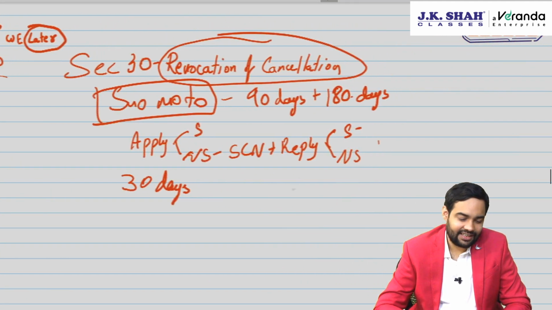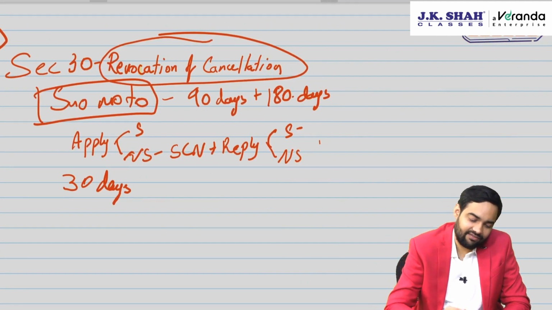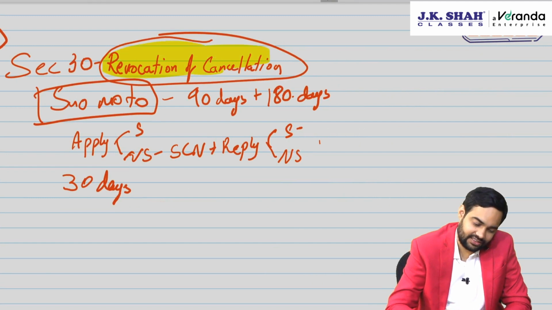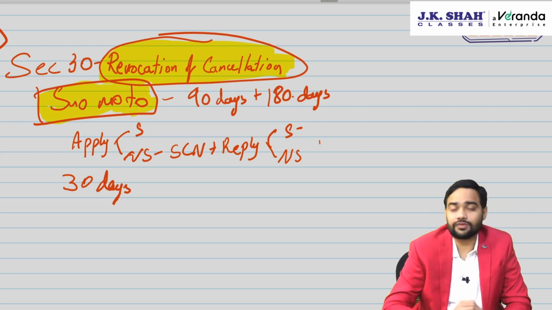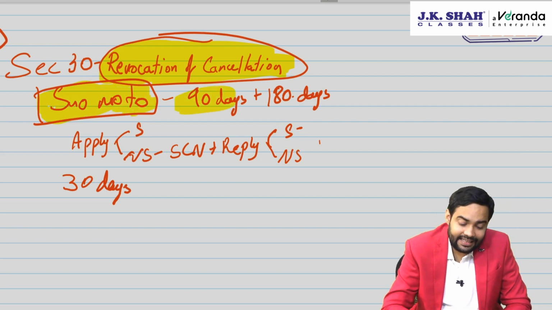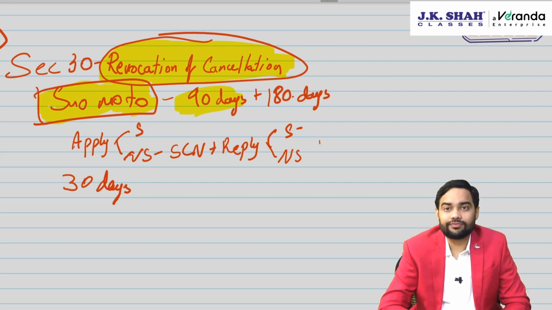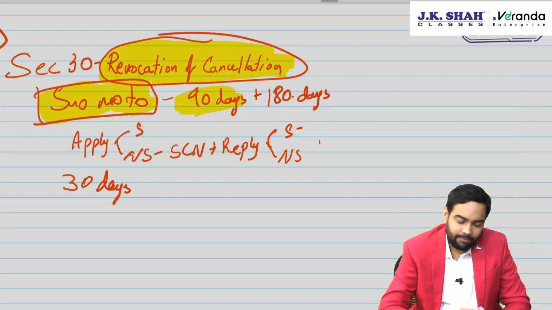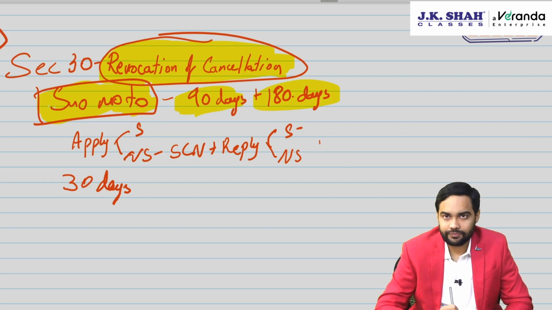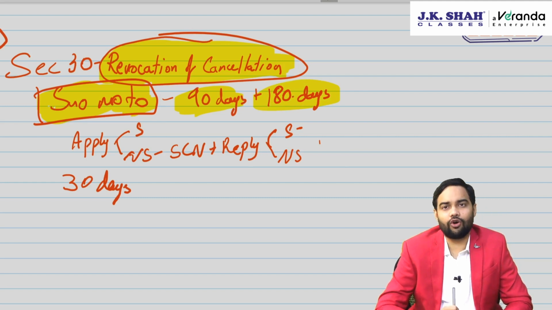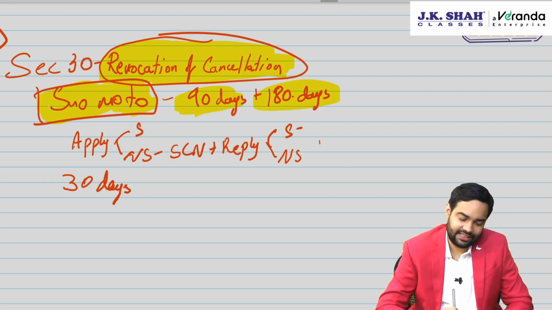Okay, then coming to the last section, section 30, which deals with revocation of cancellation. See, revocation of cancellation can be applied only when suo motu officer has cancelled it. What is the time limit? 90 days from the receipt of cancellation order, plus one extension of additional 180 days can be sought from a commissioner or officer authorized not below additional commissioner.